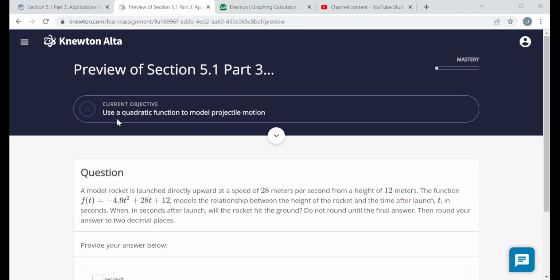So this is another one where they're going to give you a function, a quadratic function, to model projectile motion. This is just if something's thrown into the air. An object thrown through the air is a projectile. And the motion it would take would be like an arc, it goes up and then comes down because of gravity and all that. So here they're giving us a function that models some projectile motion.